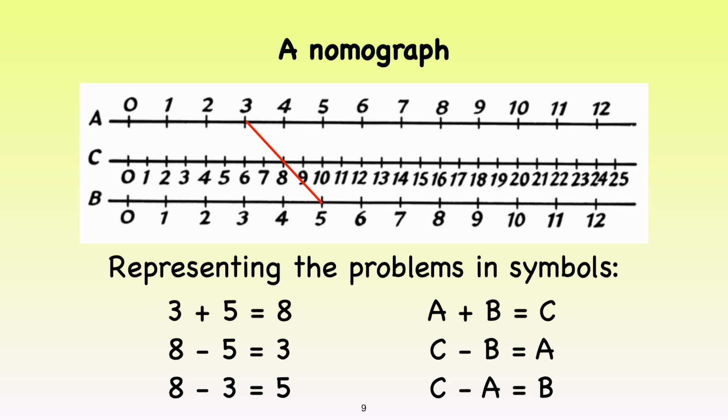The A, B, and C in the second column on the bottom represent the scales from which they are taken. 3 plus 5 equals 8. The number on the A scale plus the number on the B scale equals the number on the C scale. Do you see how the letters represent what's happening with the scales? This is algebra, and we are generalizing what's happening with the numbers by using letters. The last column could be read, if A plus B equals C, then C minus B equals A, and C minus A equals B.